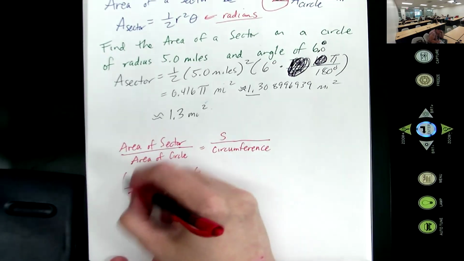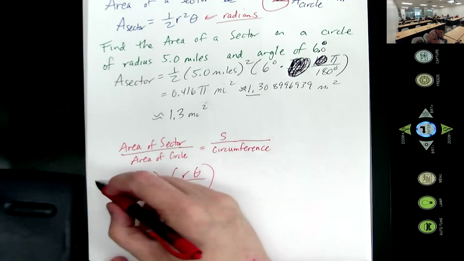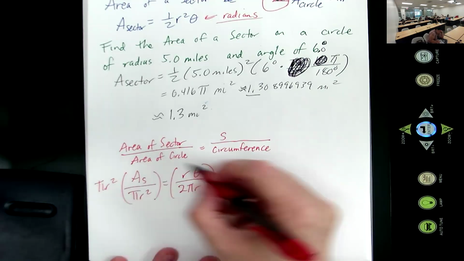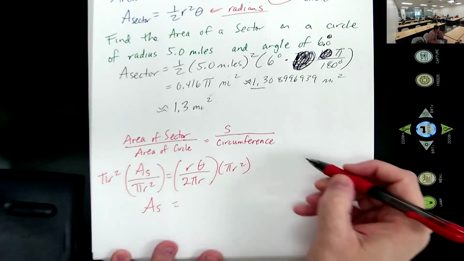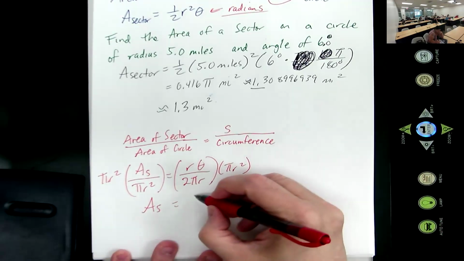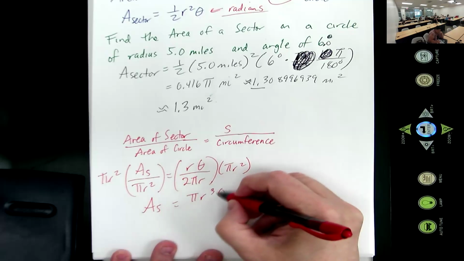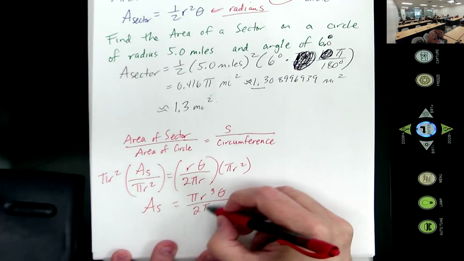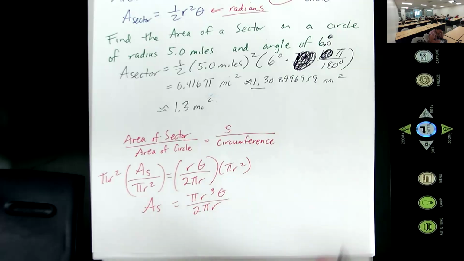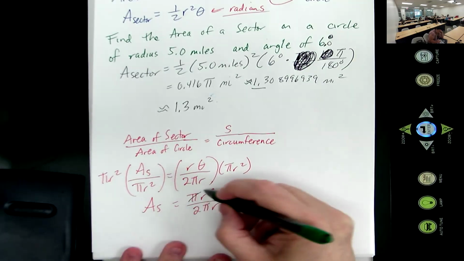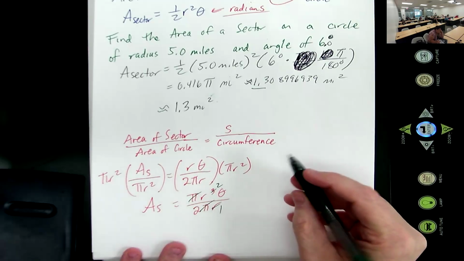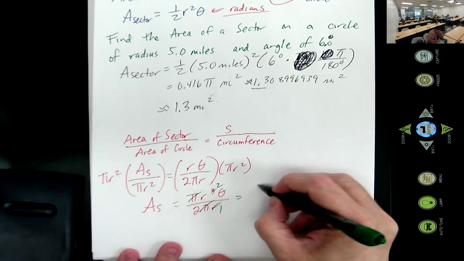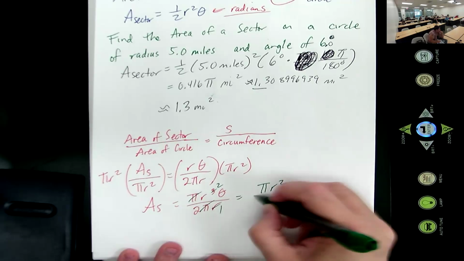So if you multiply both sides by pi r squared, you really got pi r cubed theta over 2 pi r. And the pi's cancel. One of the radiuses on top cancels with the radius on bottom. And you're left with pi r squared theta over 2.